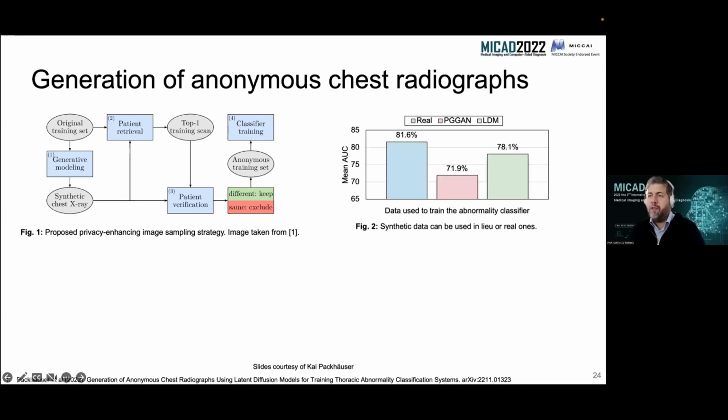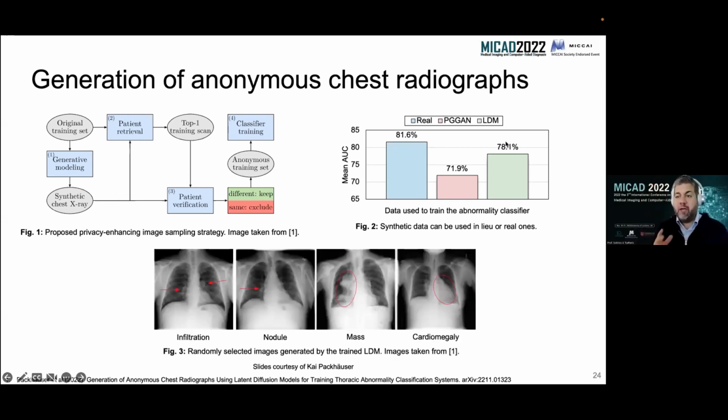And they showed that diffusion models can do much better than other models like progressive GANs here, and come as close to using the real data for training a classifier. And if you look at even the images, they actually look very, very nice and very high in fidelity.